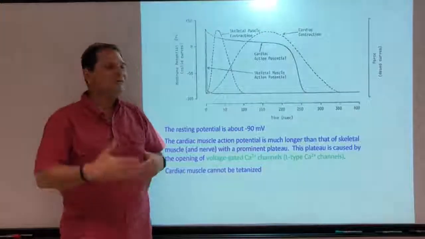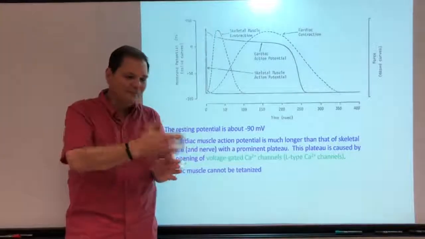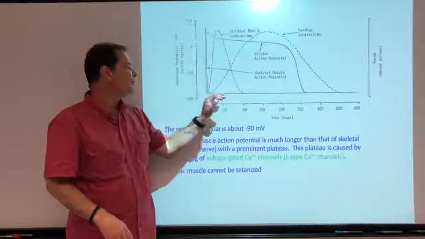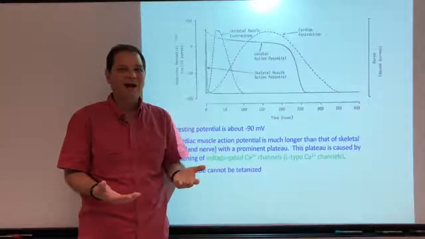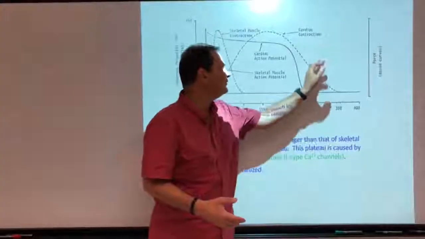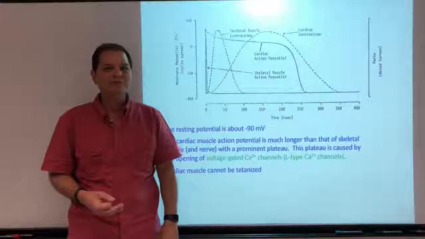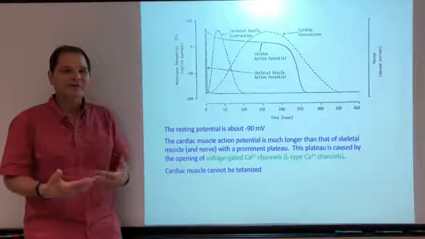So because of that, you can't just fire one action potential after another and cause the force of contraction to build. In skeletal muscle, you're throwing one action potential after another, and you're not allowing that muscle to relax. In the case of cardiac muscle, it does relax most of the way before you can throw another action potential. So we say that cardiac muscle can't be tetanized, skeletal muscle can.